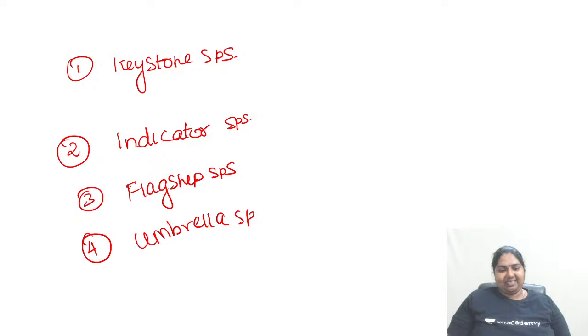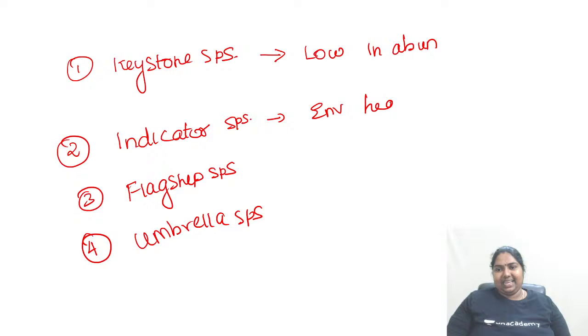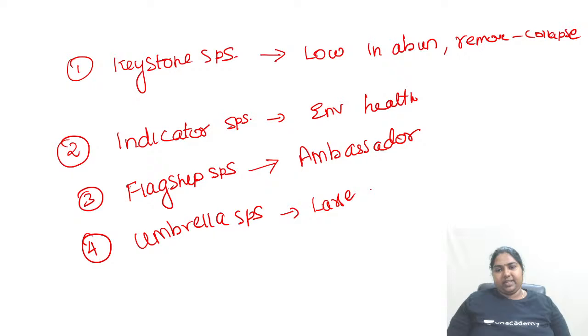So what is the characteristic of keystone species? It is low in abundance. This tells about environmental health. Apart from low in abundance, it is a very important one. If you remove them, the system is going to collapse. The next one, the flagship species, serves as the brand ambassador. And the umbrella species has a large requirement. If you conserve it, anybody can live in that place. So these four types of species are done.